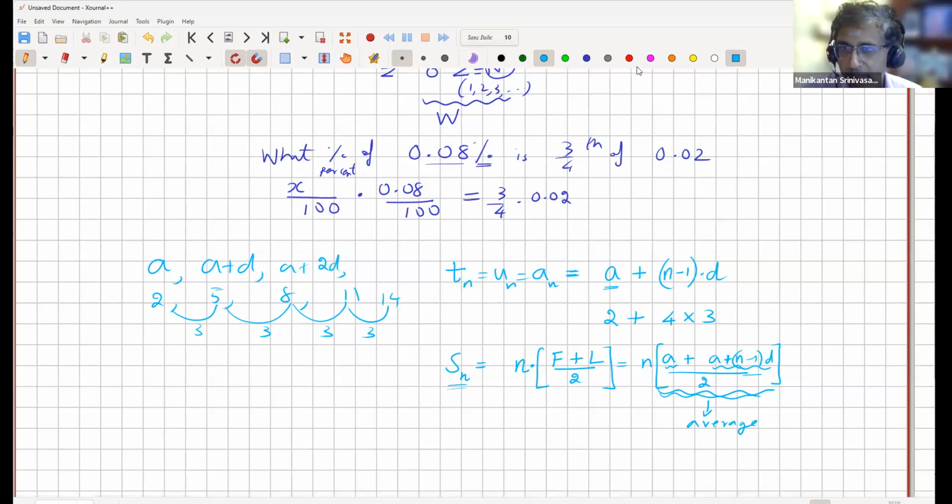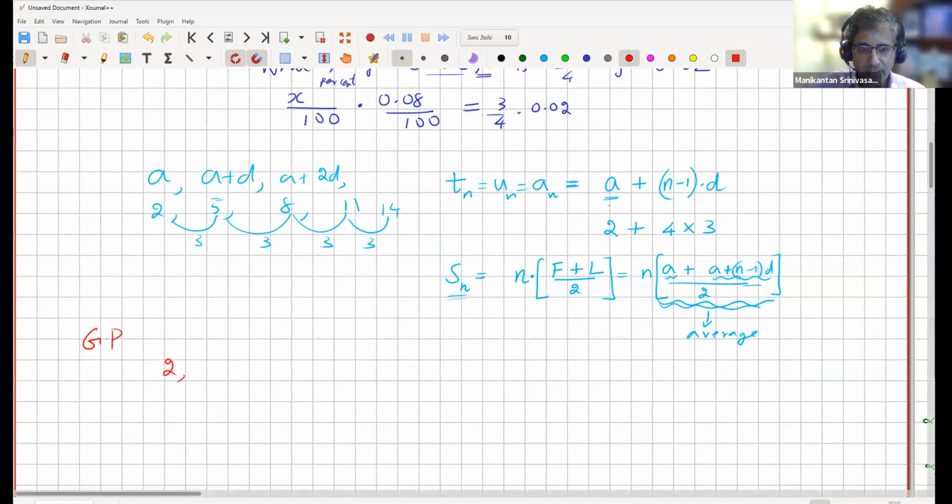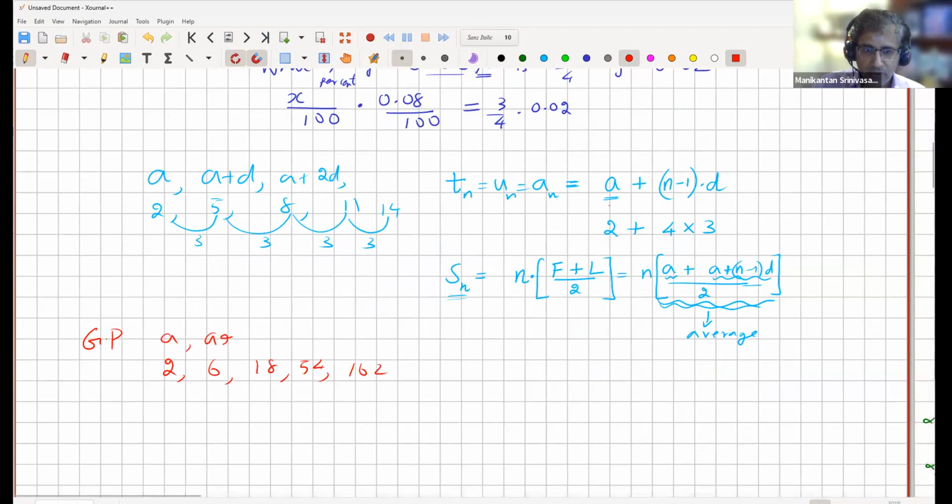Okay, so that's arithmetic progression. Geometric progression, same idea. You start with some number and then you have multiplicative hops, instead of additive hops. So you start with A and the ratio or the hop is R, let's say. So AR squared, AR cubed, AR power 4, and so on, right?